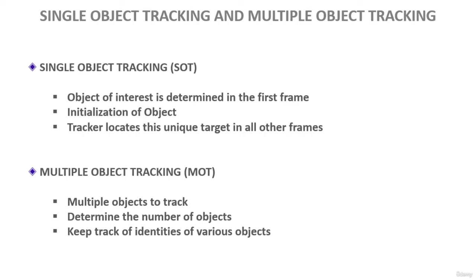So, we first determine the number of objects and then we lock onto every object in the frame, thus uniquely identifying each one of them and then track all of them until they exit the frame. So, implementing multiple object tracking or MOT is more challenging as not only you have to determine the number of objects, which typically varies over time, but you also have to maintain their identities.